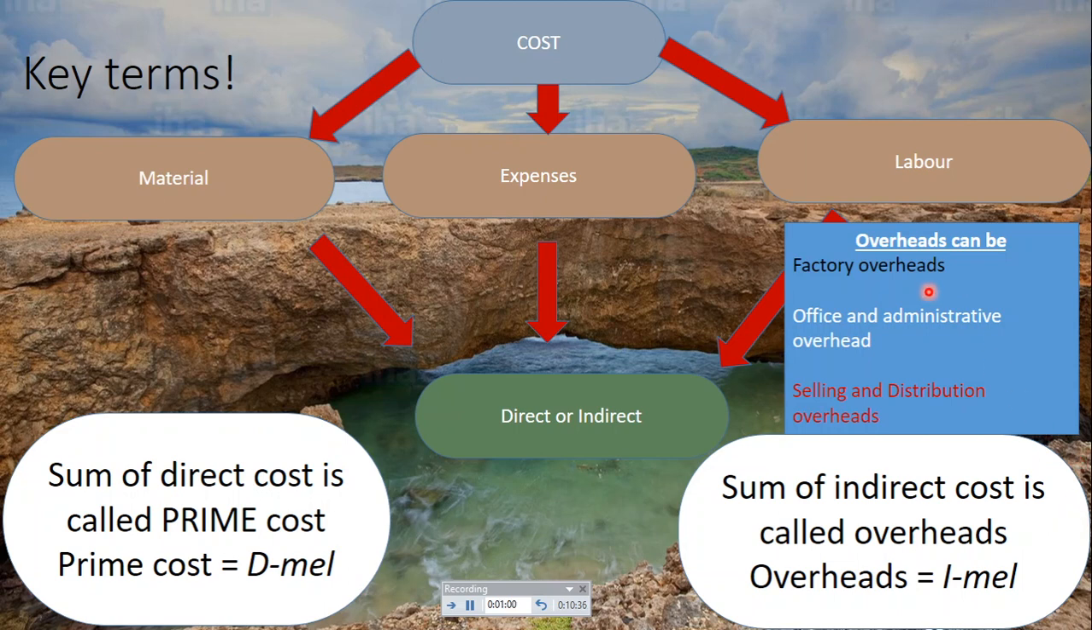Overheads can also be categorized as factory overheads, office and administrative overheads, and selling and distribution overheads. So factory overheads are all your indirect expenses incurred in the factory. Office and administrative overheads are all the indirect expenses incurred in the office and administrative department. And selling and distribution overheads are all the indirect expenses incurred in the selling and distribution department.